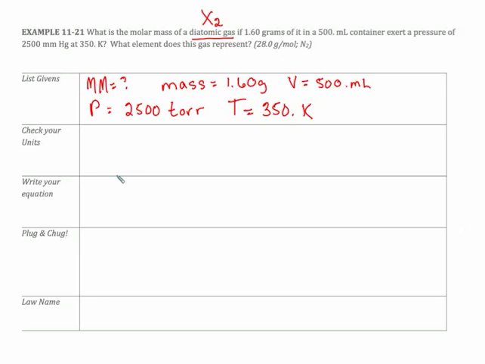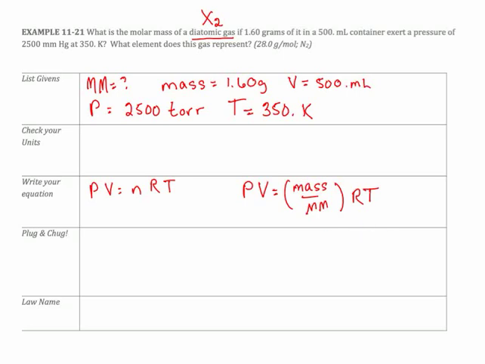Okay. Now, let's check our units. You might want to write your equation. That can be handy here. We're going to do PV is equal to nRT. Now, you could certainly do this in two steps: convert mass to moles using molar mass and then substitute. Or you could use PV is equal to mass over molar mass times RT.